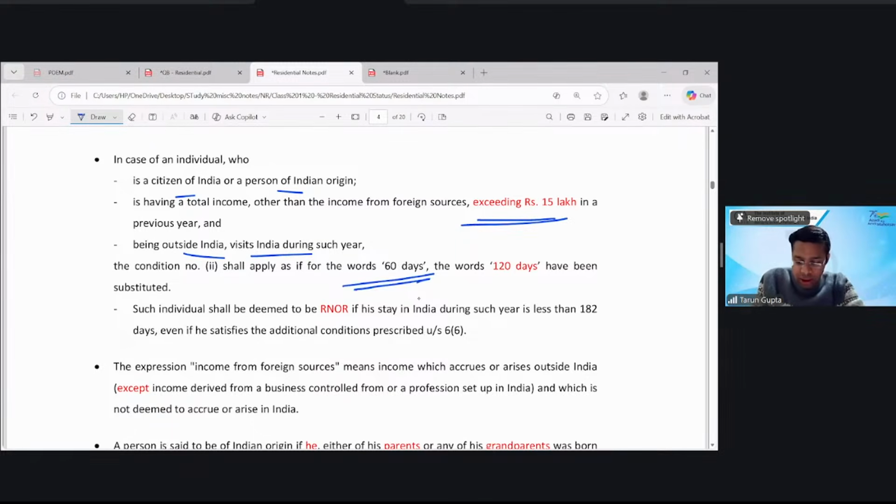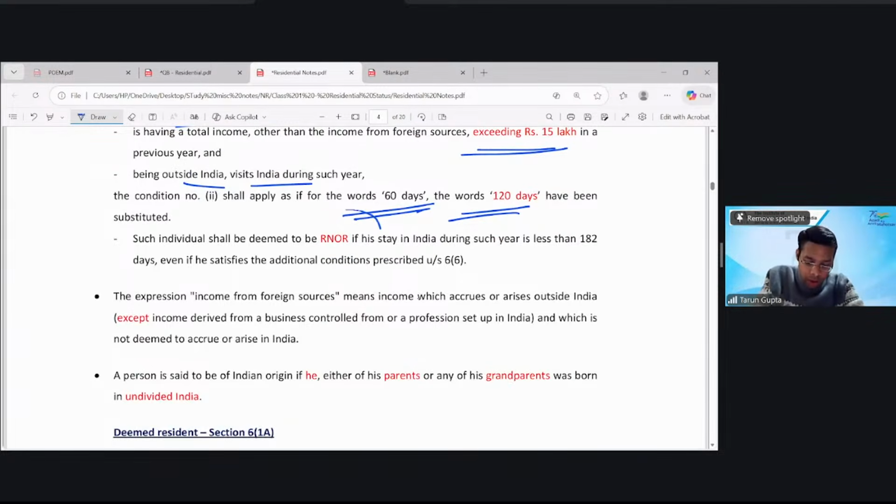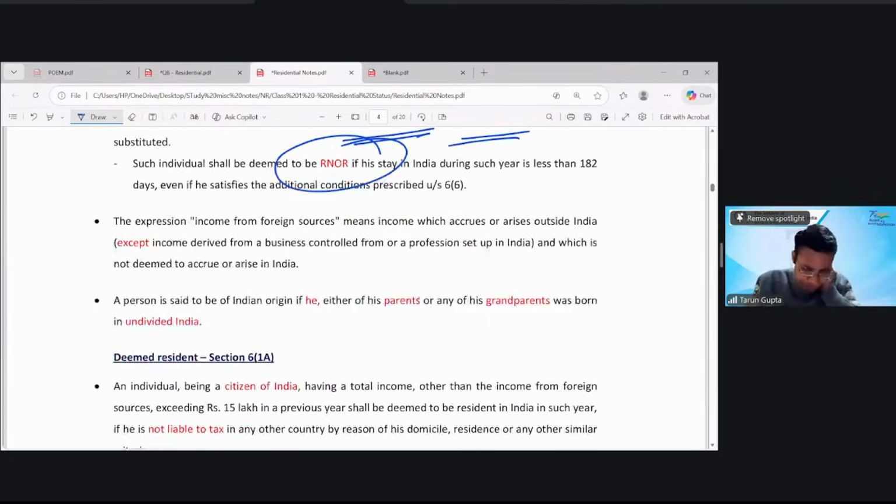For the word 60 days, the word 120 days has been substituted. And such an individual shall always be deemed to be RNOR if his stay in India during the relevant previous year is less than 182 days. Now, the definition of income from foreign sources: it means income accruing outside India except income from business controlled from or profession set up in India.